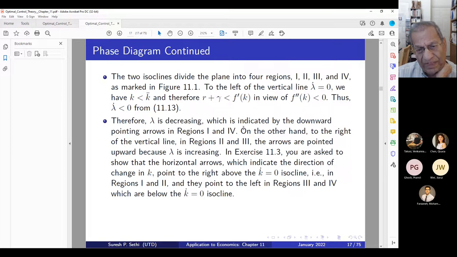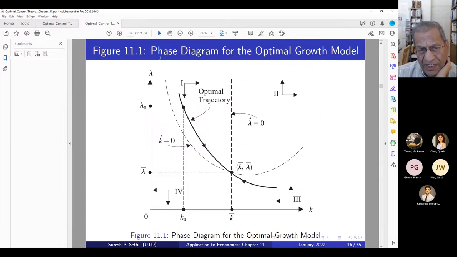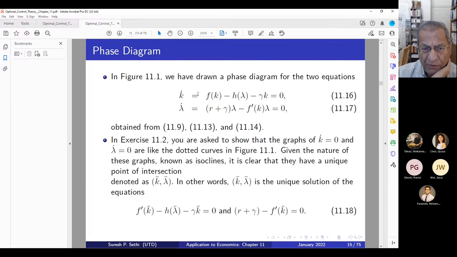So let's do part of the phase diagram and leave other parts as exercises, but let's do the part that we can do. When you see these two curves, they divide the space into four quadrants or four areas. One is this one, a two, a three, and a four. From any point given here, we should be able to tell you which way k and lambda are going to move, because we have k dot and lambda dot. When we have k and lambda, we can find out the directions of these, and we can tell you the movement in k and lambda.